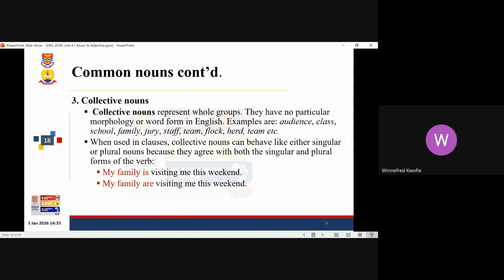Then another group of common nouns is the collective noun, which represents a whole group. Collective nouns don't have any particular word form, or morphology, in English. They can sometimes be plural, sometimes singular, depending on the context within which you are looking at it, or the intention of the speaker.